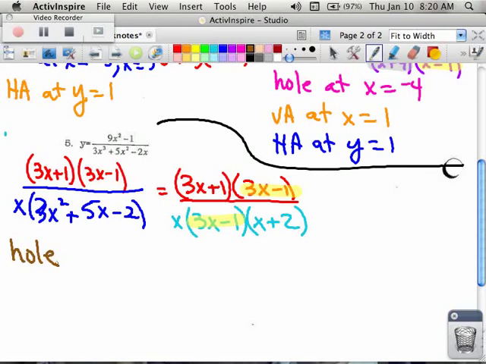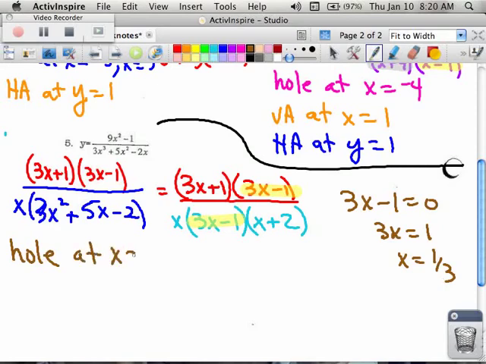I don't know. Maybe I could go, hey, how is 3x minus 1 going to be equal to 0? Oh, look, it's an equation. I could solve it. Move the 1 over. 3x equals 1. Divided by 3, x equals 1/3. That's where my hole is. So that's how you find your hole when it's not an easy thing just to look at. Solve it for 0.